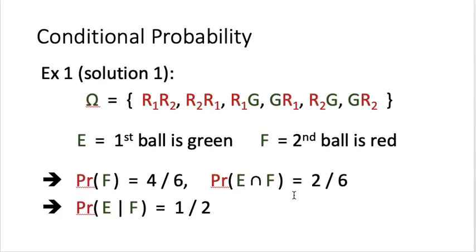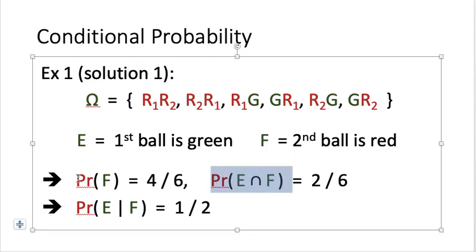Okay, so let's go by the definition. We want to compute the probability of E intersect F and the probability of F. We want to find out what is the ratio between them. So this will be our desired result.